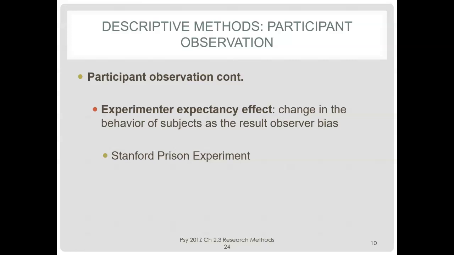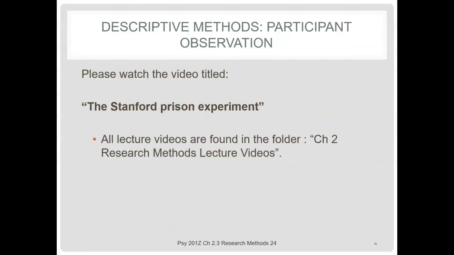Epic error in the study. That's one of the reasons things became unethical. The experimenter expectancy effect kicked in. He should have stopped the study when it started to become a little out of control, when people's behavior was getting out of control. But he didn't. Because of this experimenter expectancy effect, he became too enmeshed in his own study because he was playing a role in the study itself. So go ahead and take a look at the video titled The Stanford Prison Experiment.